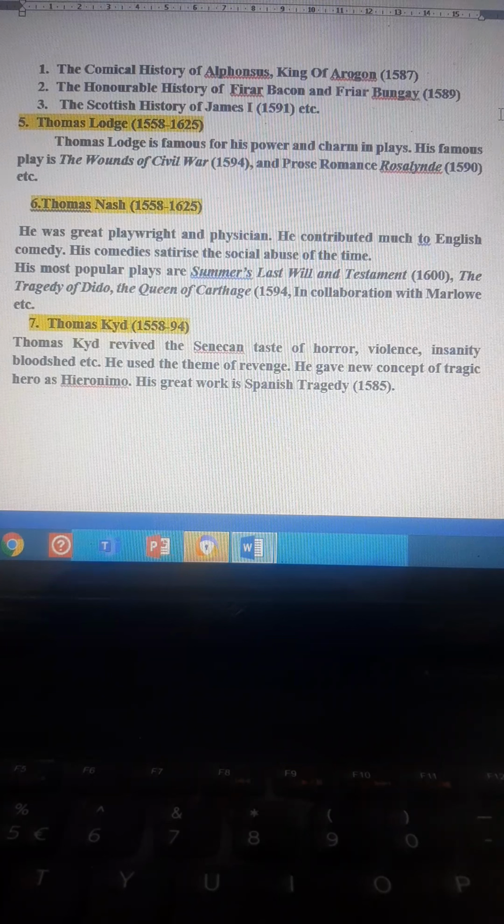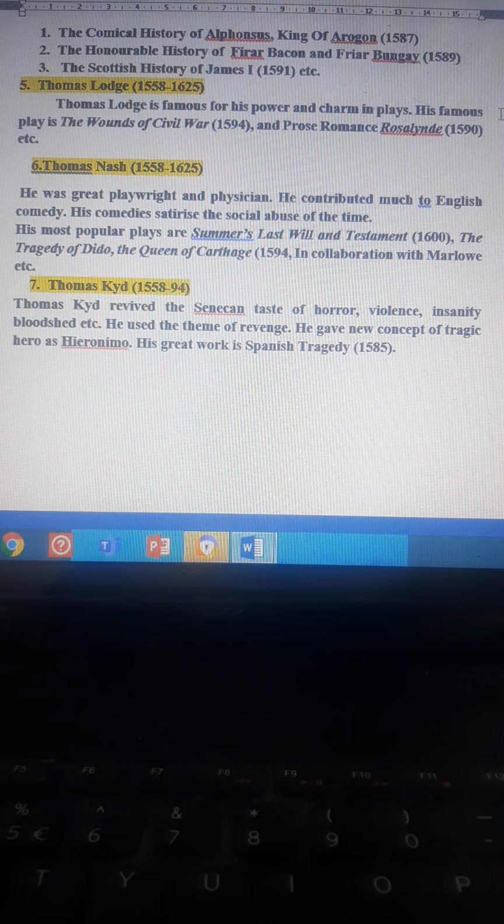The next writer that I am going to talk about is Thomas Nash. He was born in 1558 and died in 1625. He was a great playwright and physician. He contributed much to English comedy. His comedies satirized the social abuses of the time. His most popular plays are Summer's Last Will and Testament, 1600, and The Tragedy of Dido, the Queen of Carthage, published in 1594 in collaboration with Christopher Marlowe.